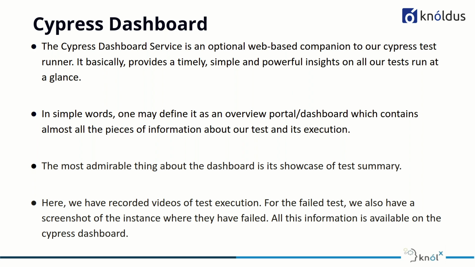So anyone having access to the Cypress dashboard of a certain project can have access to all the information about the tests. We can classify those on the basis of their success or failure, the time taken by them, inconsistent results from their execution, the duration of execution, etc. On top of these, we also have recorded videos of the test executions. For the failed tests, we also have a screenshot of the instance where they failed, and all this information is available on the Cypress dashboard.